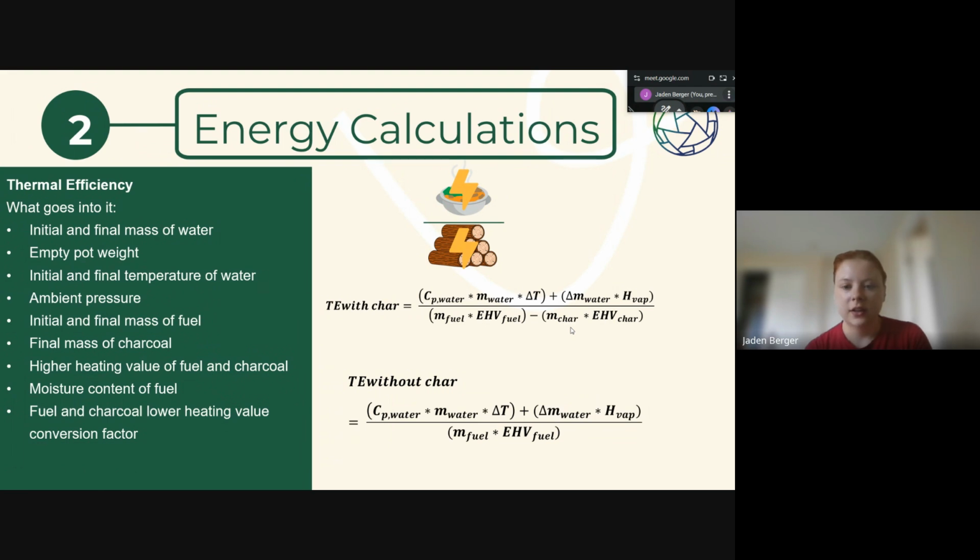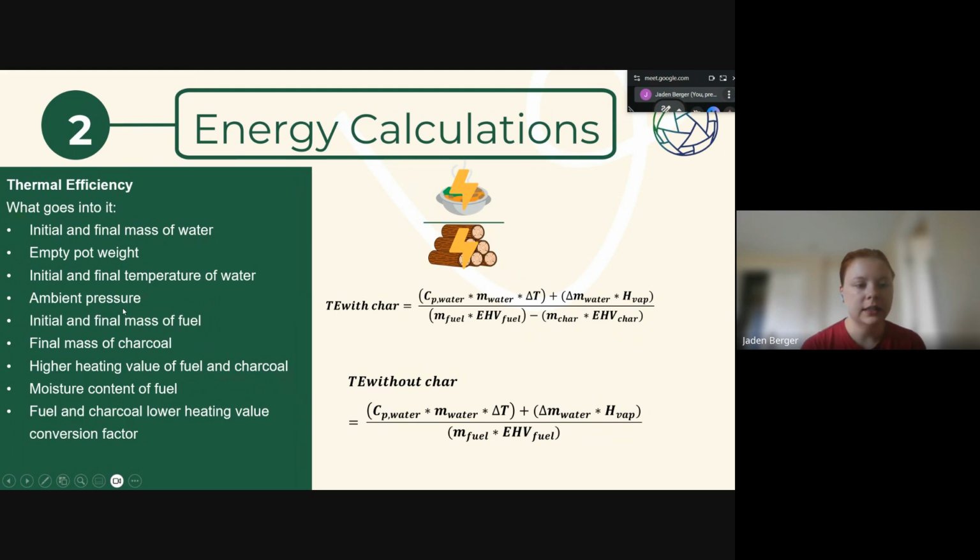energy. The thermal efficiency without char is saying, well, we put all of that fuel in there, we put all of that energy in there, and we're not guaranteed that people are going to use their charcoal as an additional energy source later on. So we're just going to count it as wasted calories or used calories. And so we're just going to say we used all of the fuel and there was nothing remaining.